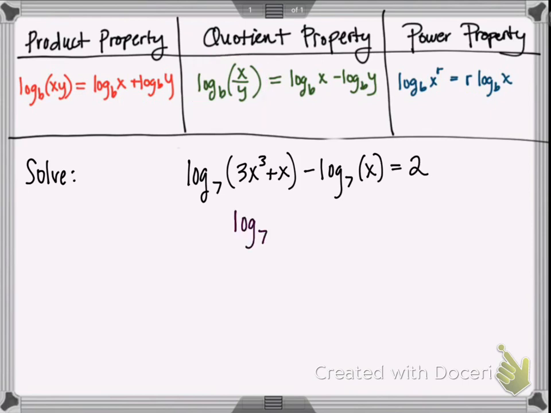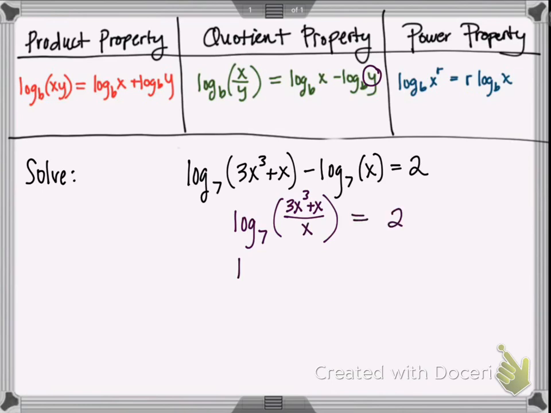The base is 7. And then we're going to create a fraction, and the numerator, in this example, is whatever the argument of the first log is, and the denominator will be the argument of the second log. So the argument of the first log is 3x to the third plus x, and the argument of the second log is just x, and that's equal to 2.